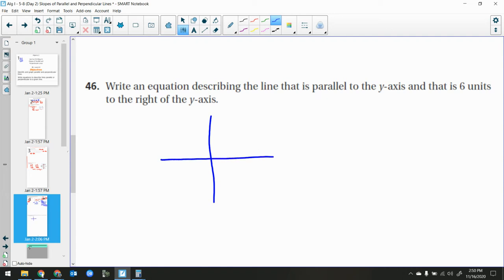Okay, it's parallel to the y-axis. Remember, the y-axis is this one. So if it's parallel to the y-axis, that means it's going to be another vertical line. So it's 6 units to the right of it. 1, 2, 3, 4, 5, 6.